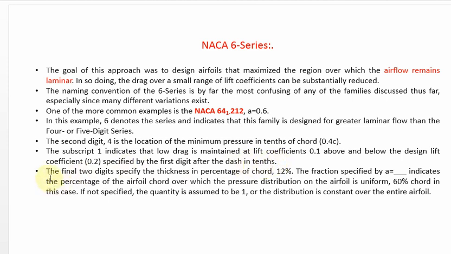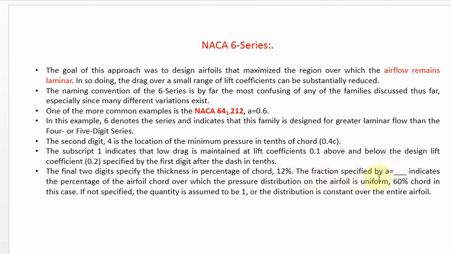The first 2 digits specify the thickness in percentage of the chord, the 12%. The fraction is specified by the A, because here we mentioned A equal to 0.6. That is why I am putting the dash here. Suppose A is not mentioned, you can take A value equal to 1. Here A value is given as 0.6, that is why the dash is given. So now we can read it.